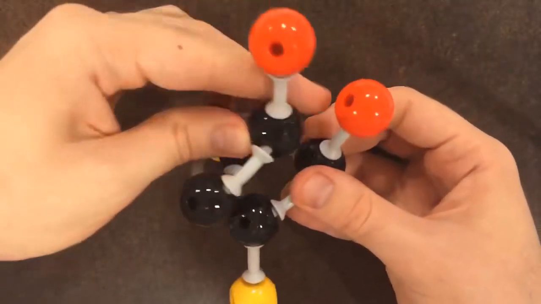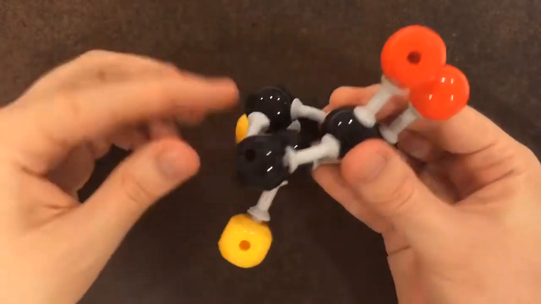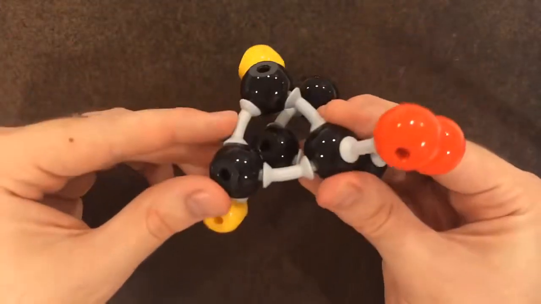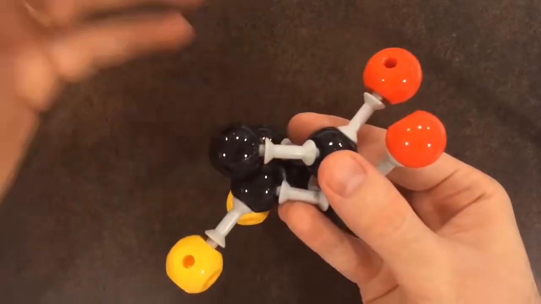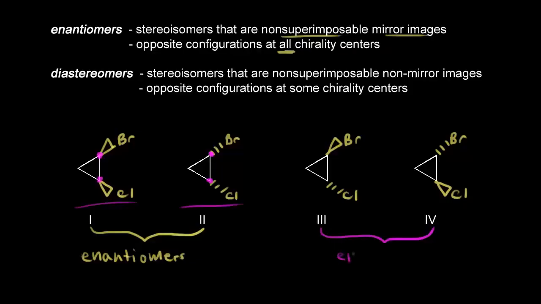And if I try to line up the bromines, then the chlorines don't. So these are non-superimposable mirror images of each other. These are enantiomers. So 3 and 4 are enantiomers of each other. They are non-superimposable mirror images, and they have opposite configurations at all chirality centers.